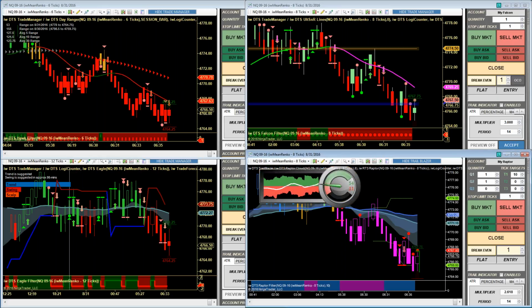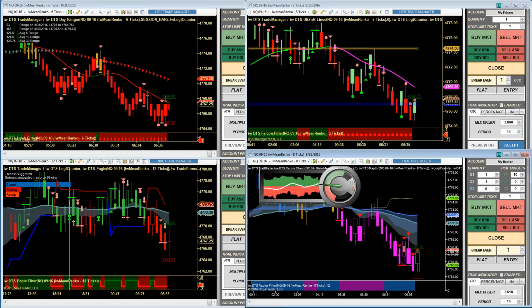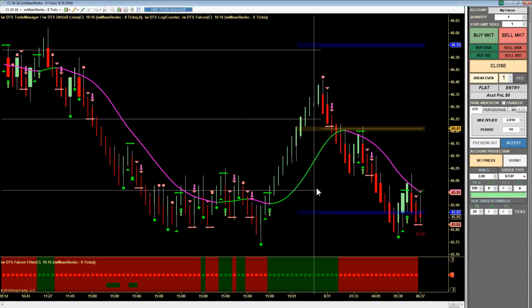All right, well, we've got an opportunity kind of brewing here in the crude oil market here on the Falcon. We had a trend change signal back here during the overnight session. With the Falcon, we're going to concentrate here on our trend line color. And when the trend line shifts color, that first signal where everything is in sync, so we've got a red trend line, red bars, red signal, red filter, that tends to have some pretty good follow through.